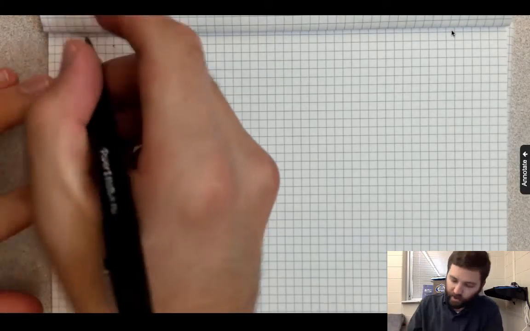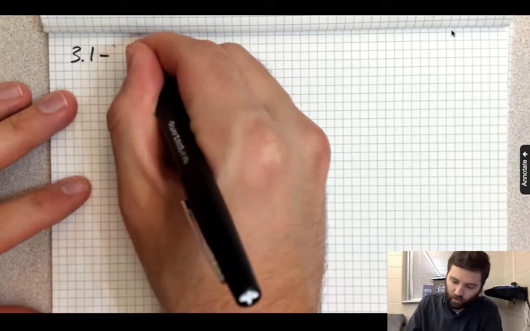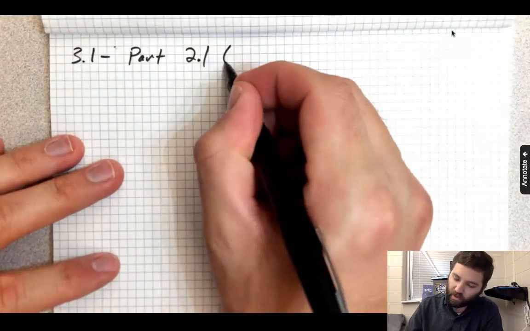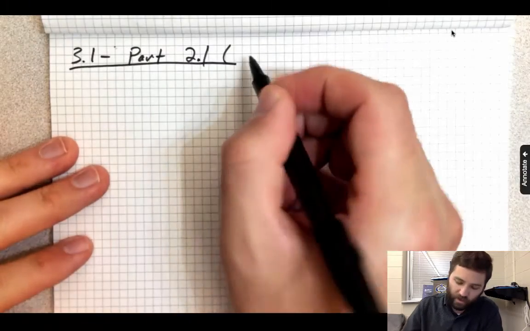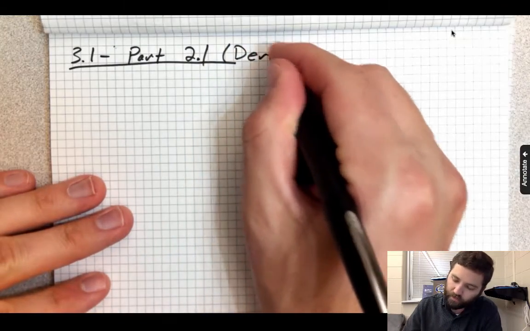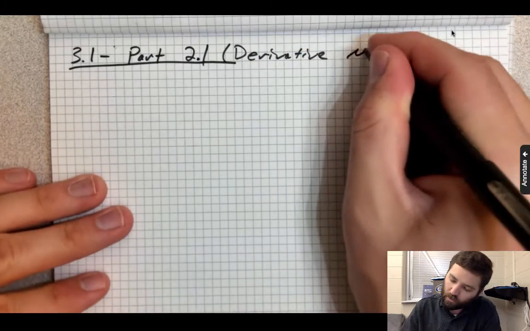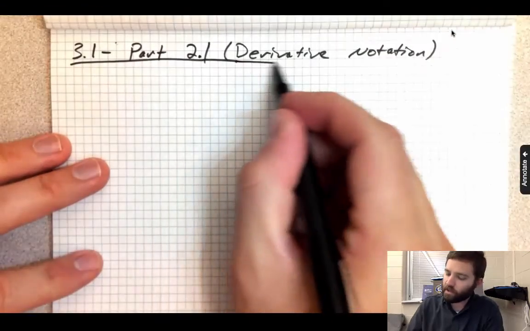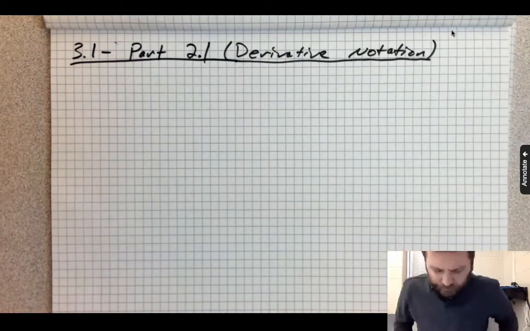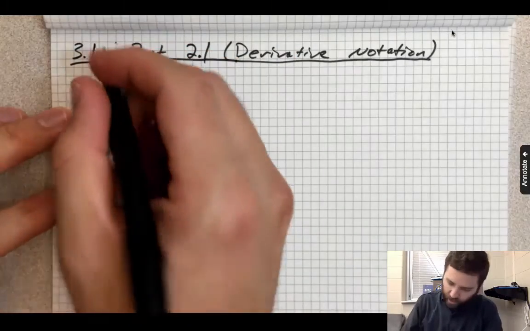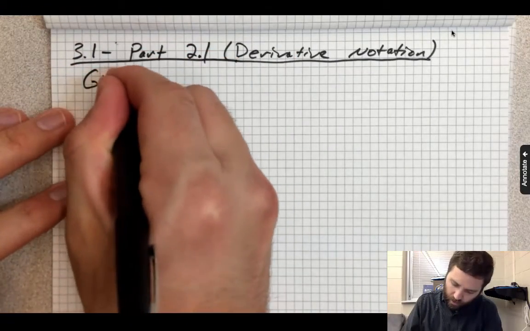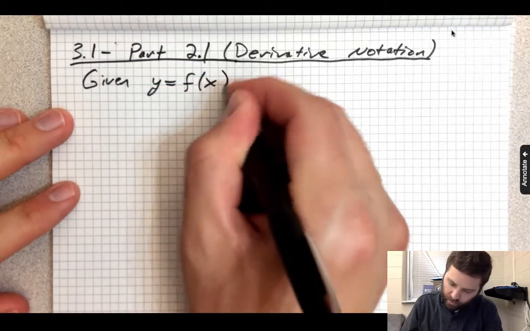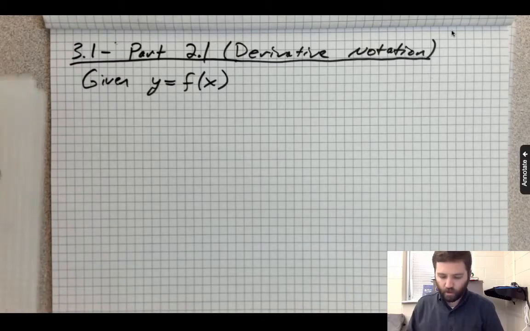All right, we are going to call this video 3.1 Part 2.1 because this really should have been included in the Part 2 video. This is going to be derivative notation. There are a lot of ways that you can write the derivative, and I'm going to try to lay out the different ways here. Each one has pros and cons and is useful in different situations depending on the context of the problem.